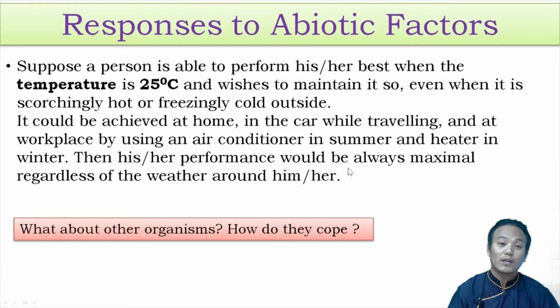So human beings can use machines such as an air conditioner in summer and a heater in winter to maintain our ambient temperature at the level at which we can perform our best. But can other organisms do that? What about other organisms? How do they cope with changes in abiotic factors?